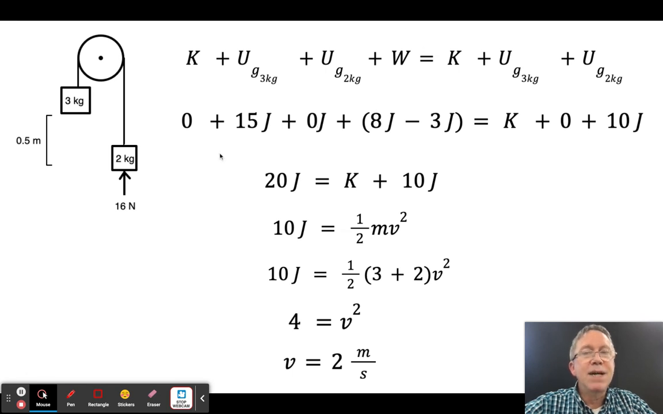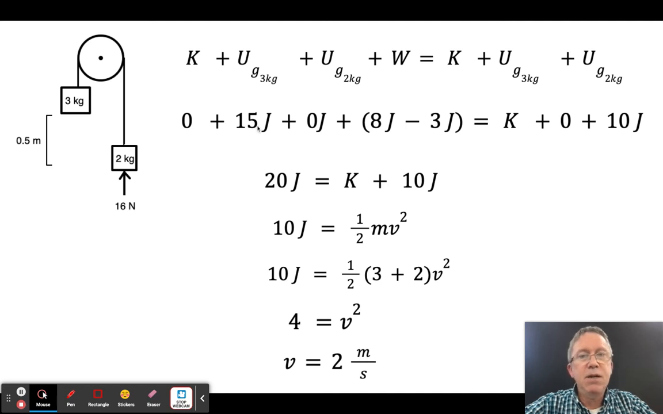Now, how much work was done? My hand is going to do 8 joules of positive work, but the friction here is going to dissipate 3 joules as heat energy, so it's taking 3 joules out of the system. That's going to equal the kinetic energy of the system afterwards. Now, this object here, the 3 kilogram one, is going to have 0 joules of potential energy, but this one here is moving up, so it's going to gain 10 joules of potential energy. Okay, so we're just keeping track of who's got how much energy before and after. That's all we're doing. It's just summations.